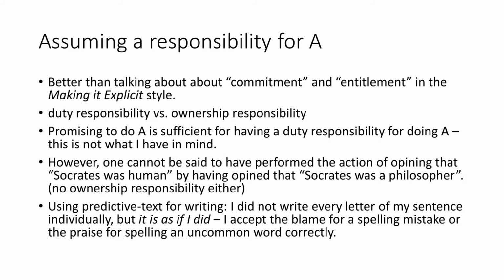But if from writing the entire sentence follows by reason that it's as if you're responsible for having written each letter, then you're not going to say, oh, yeah, it's a spelling mistake in here, it's not my fault. You're going to accept the blame, but also the praise for spelling an uncommon word correctly, even if you used predictive text. So it's as if you also did A, or as if, in the case of a responsibility for A, when you don't necessarily need of agents, the second action, following by reason from the first, was also performed.